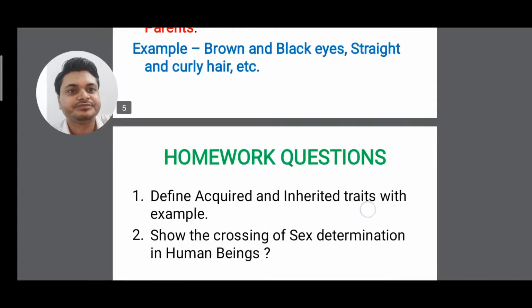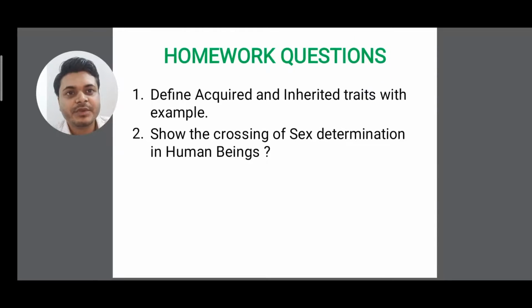Clear? So students, these are the homework questions. The first question is: define acquired trait and inherited trait with examples. Second question: show the crossing of sex determination in human beings.